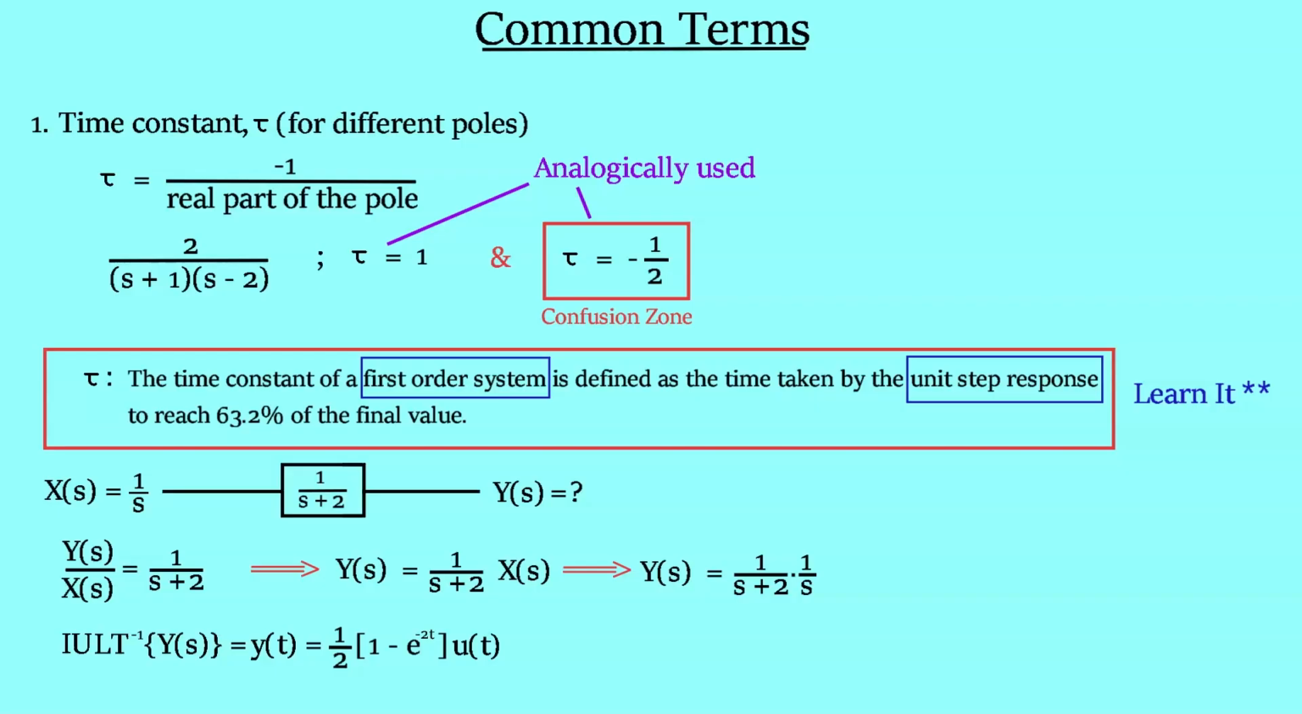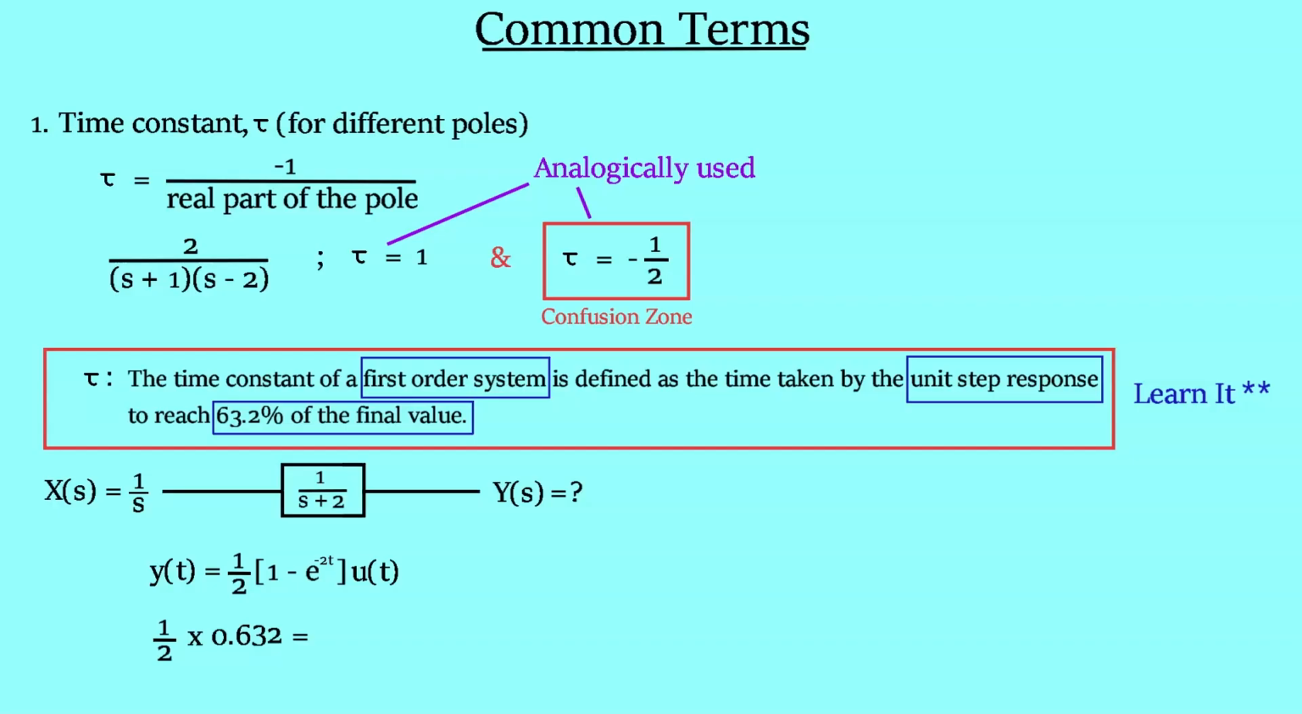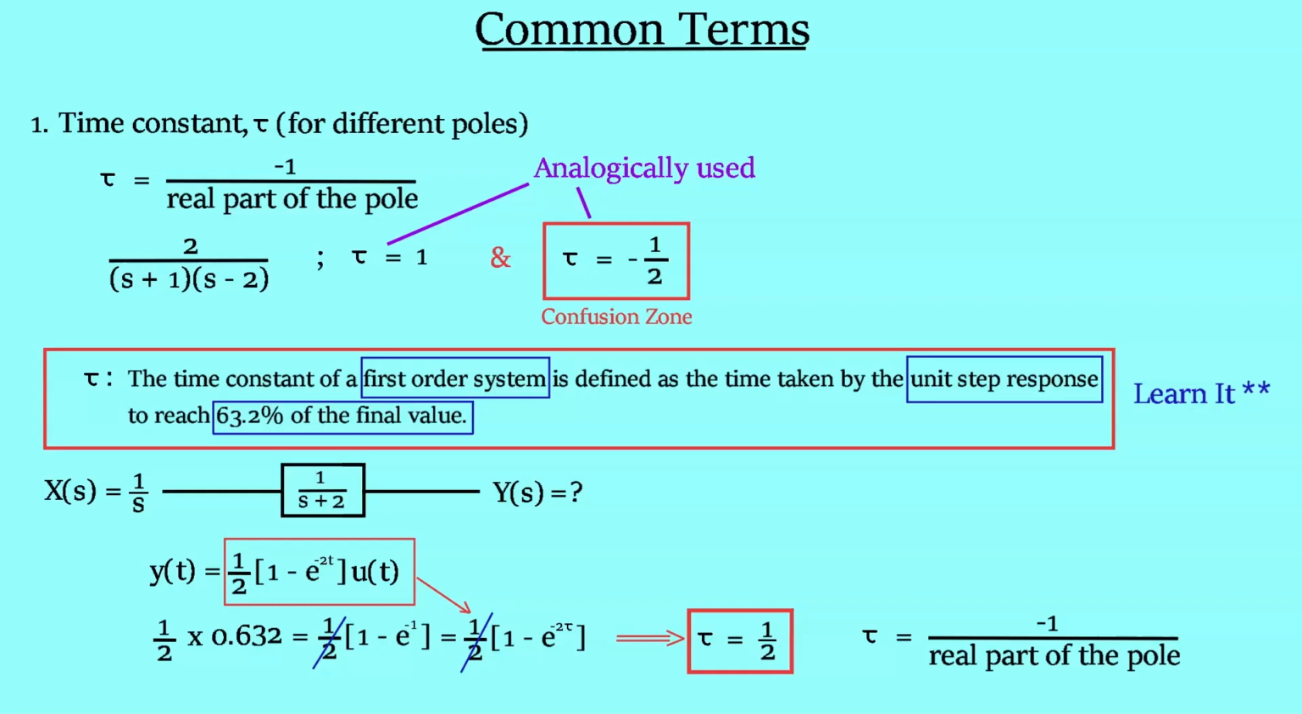Quite easily you can tell 1 by 2 is the final value of the output signal, and time constant is the time at which the output has achieved 63.2% of its final value. Few of you may also think why there is a very strange number, 63.2%, in the definition. Well, it is not strange. It is actually equal to 1 minus 1 upon e. Now, equating this expression with the output signal, we can find the time constant which will come out to be equal to 1 by 2.